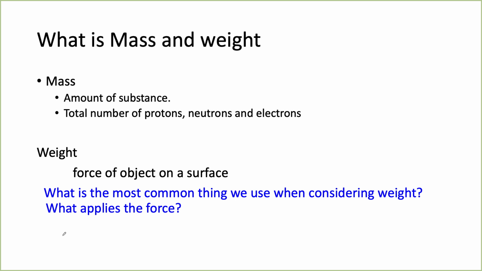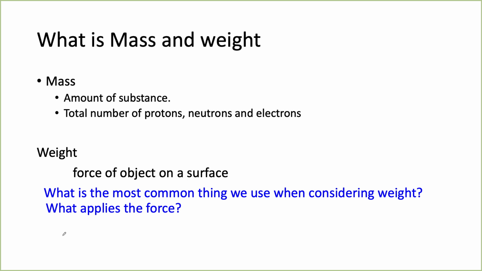All right, guys, this is part two for day two. And we're going to talk about what's the difference between mass and weight. Mass is the amount of substance, and we do this by determining its mass, and we'll show you how to do that in a minute.